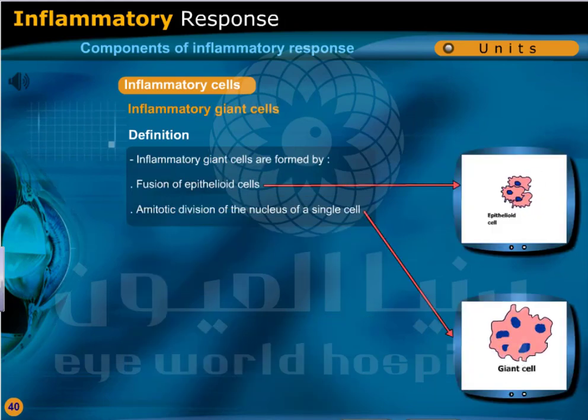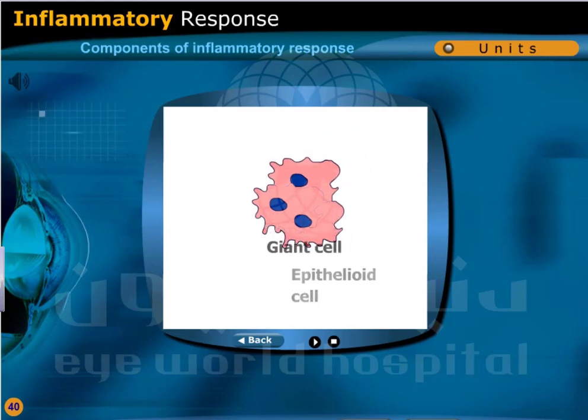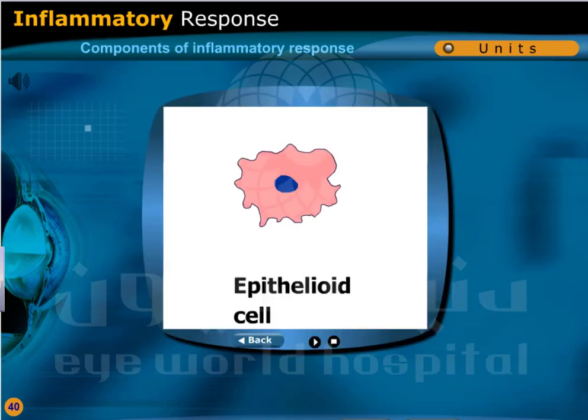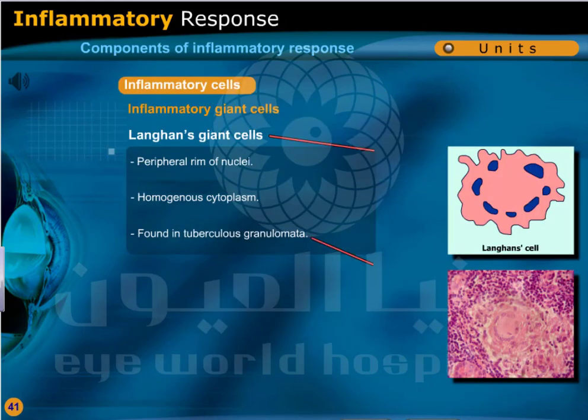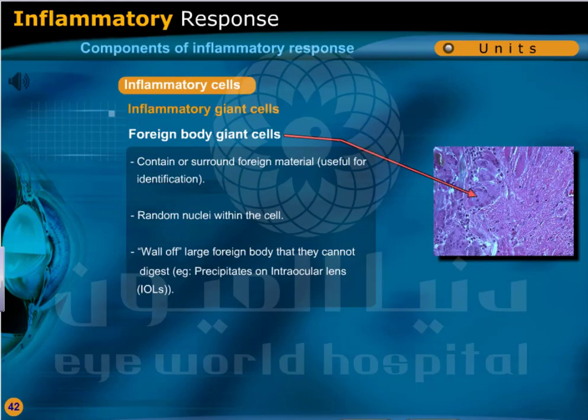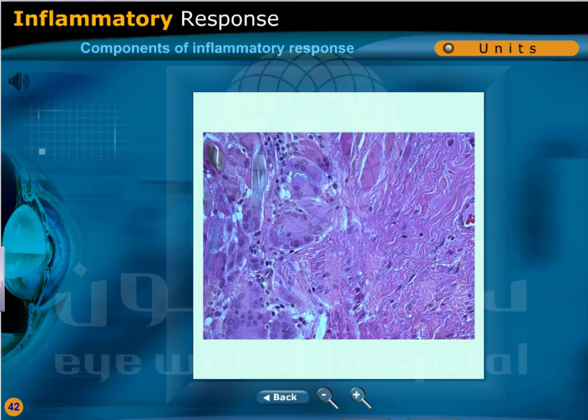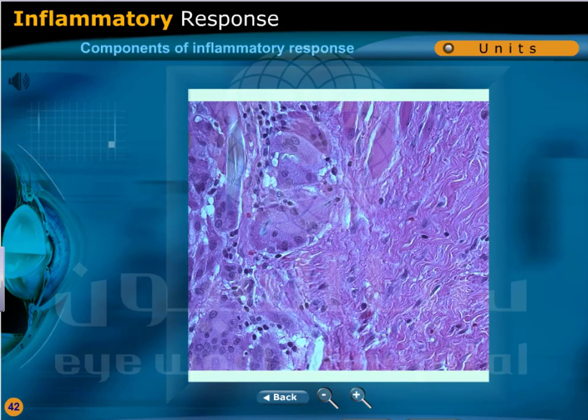Inflammatory giant cells are formed by fusion of epithelioid cells or amitotic division of the nucleus of a single cell. Langhans giant cells have a peripheral rim of nuclei and homogeneous cytoplasm, and are found in tuberculous granulomata. Foreign body giant cells contain or surround foreign material and are thus useful for identification. They have random nuclei within the cell. They also show wall-off of large foreign bodies that they cannot digest, like precipitates on an intraocular lens.